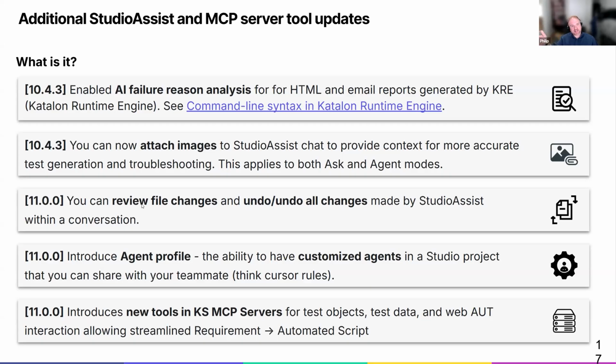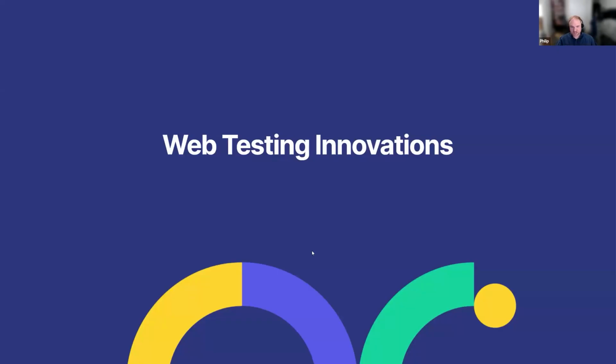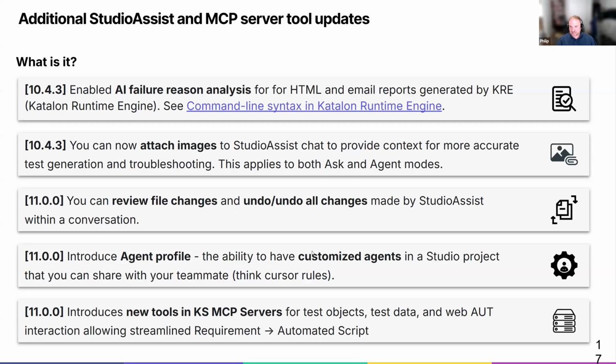Another one which was shown, but I didn't mention it, is you can now review file changes. Whenever it's doing items to it, you can approve or deny the changes that it's doing to those files. If it's creating objects, you can approve or deny that. The agent profile, which we just covered, and the new tools to help streamline the requirement to automated script view. That was the first thing we covered here. All right, so that's all the Studio Assist items.